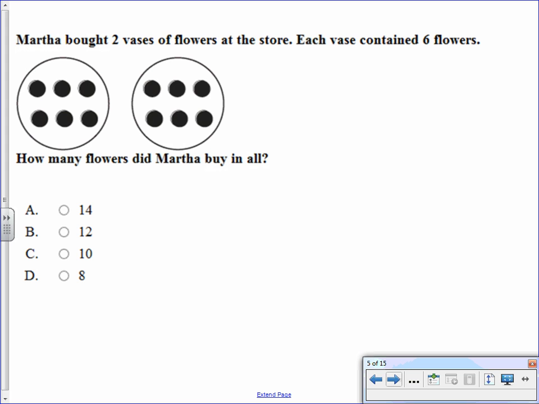Abby, what's the sentence? 2 and 6. 2 times 6. Great. So we had 2 groups, 6 flowers in each. How many, Abby? What's the total? The product? 12. Great. So we have 12 flowers in all for Martha.